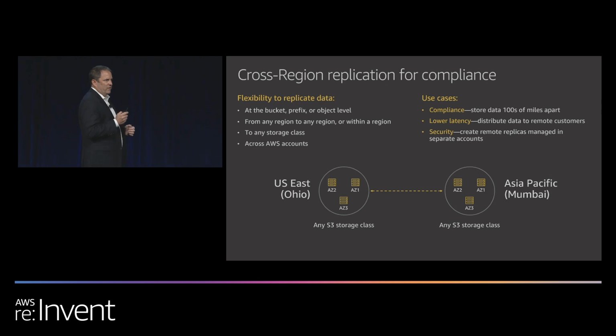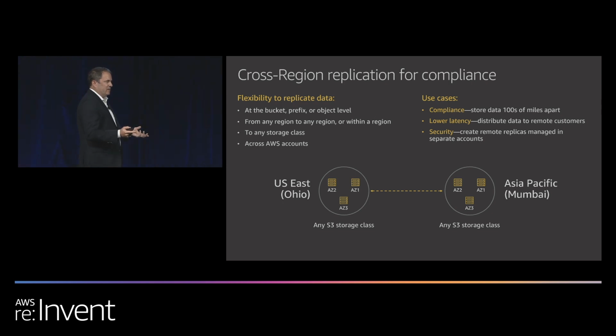So for example, with S3, you can replicate your data cross-region from any S3 service, including S3 Glacier. So for example, if you have your primary bucket in S3, you can make a replica copy of that in a secondary region in S3 Glacier. Save you money on that secondary copy. You can replicate from any region to any region.